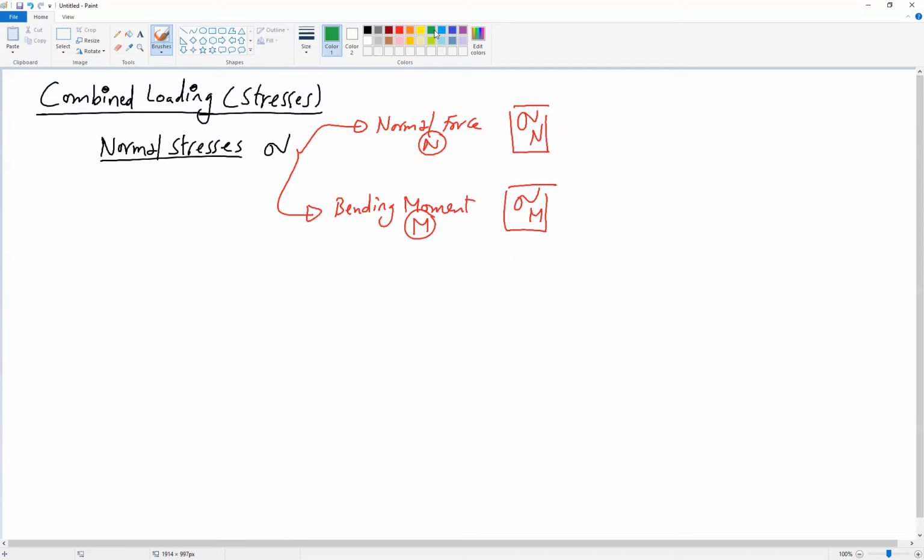If you remember the formulas for each one, sigma N was equal to the normal force divided by the area, and this may be positive or negative. This will be positive if the normal force is a tension force, and this will be negative if the normal force is a compression force.